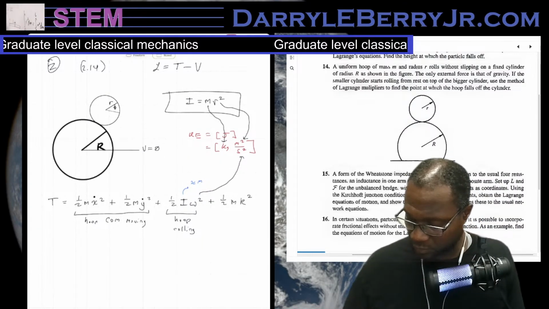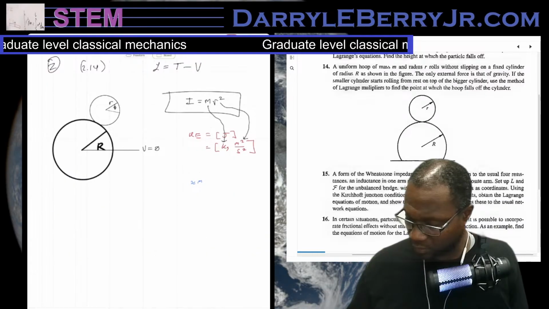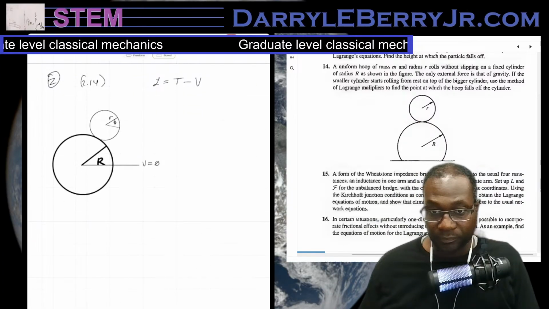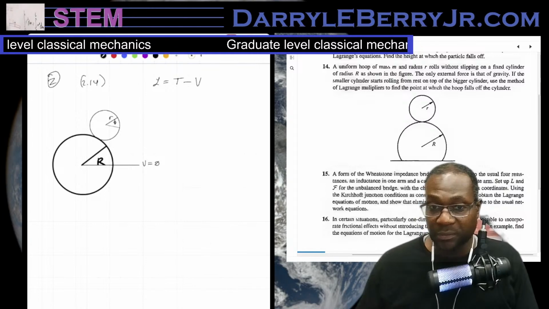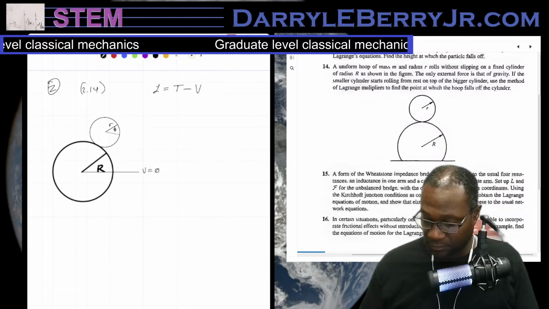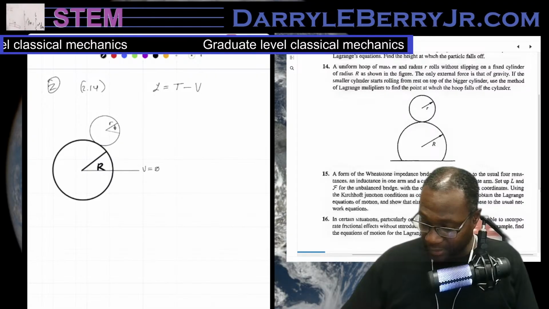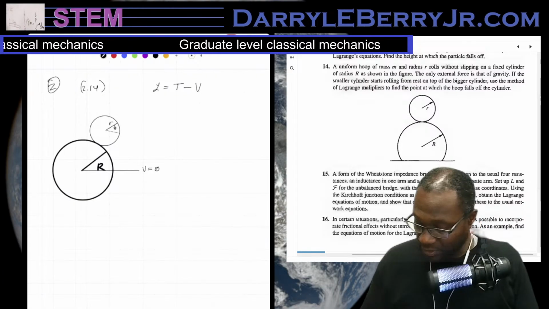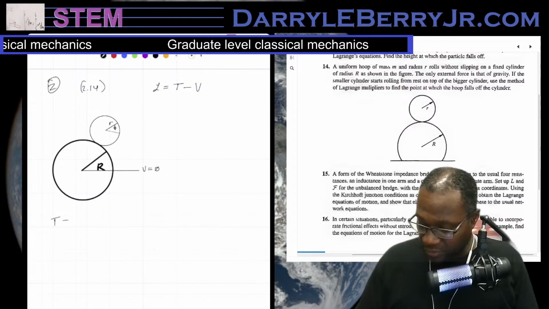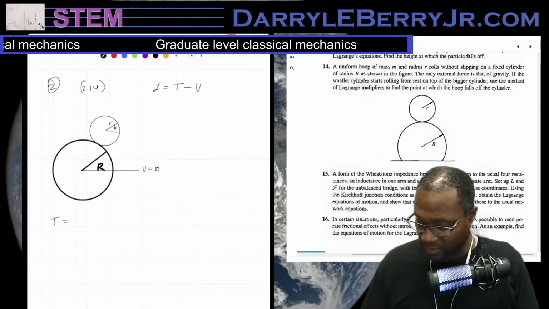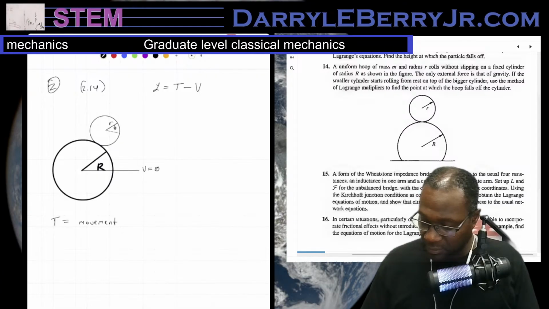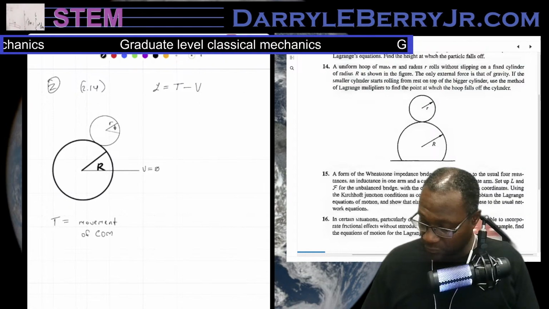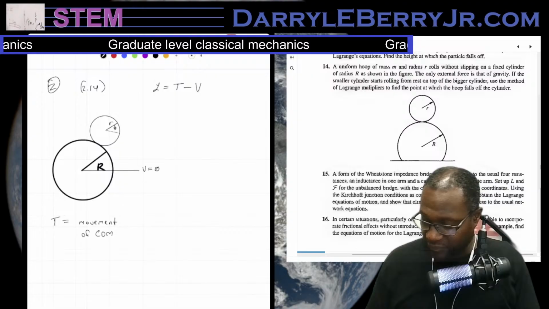Let me actually see if I can follow my logic and map it to hers eventually. So the way I'm looking at this is we have the full height. Actually, let's stick with kinetic energy first. So for kinetic energy, we have basically three components: the movement of the center of mass, so the movement of the center of mass of the smaller hoop.